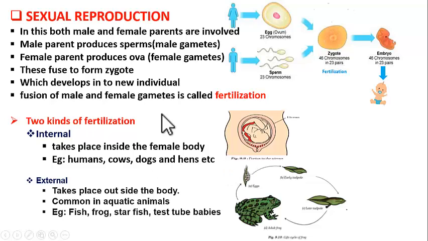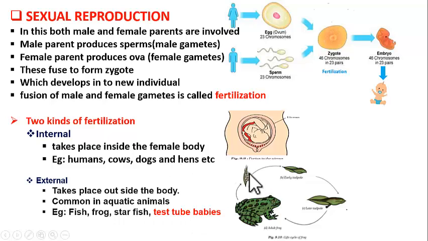Got it? So this is about internal fertilization. Now external. What is external? Opposite to internal. So if the fertilization takes place outside the body, that is in the environment, then it is called as external fertilization. This is very common in aquatic organisms, that is the organisms which live in waters such as fishes, frogs, starfishes, etc.